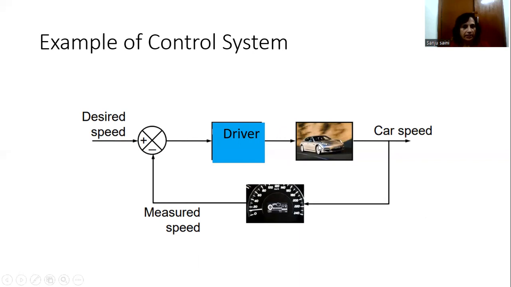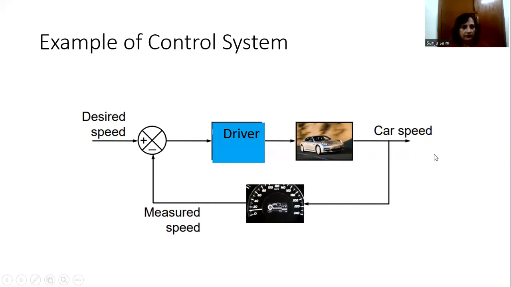And accordingly, the speed of the car will change and that will be appearing at the output side. And this process will continue till the actual car speed becomes equal to the desired car speed. So this is an example of the control system. So we can define that control system is the means by which any quantity of interest can be made to vary in accordance with the desired manner. So here, what is the quantity of interest? Quantity of interest is the car speed. We want to maintain the car speed at a particular value.